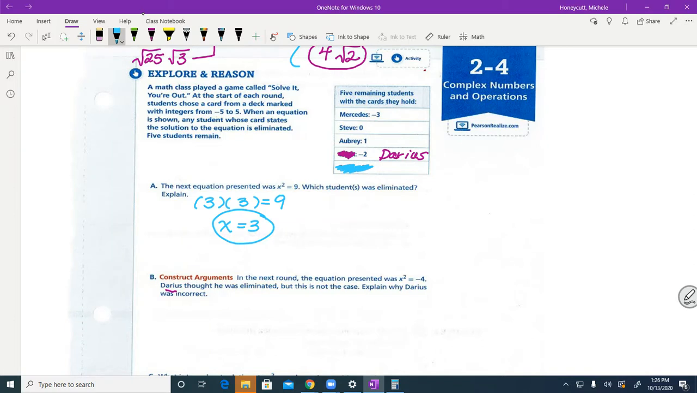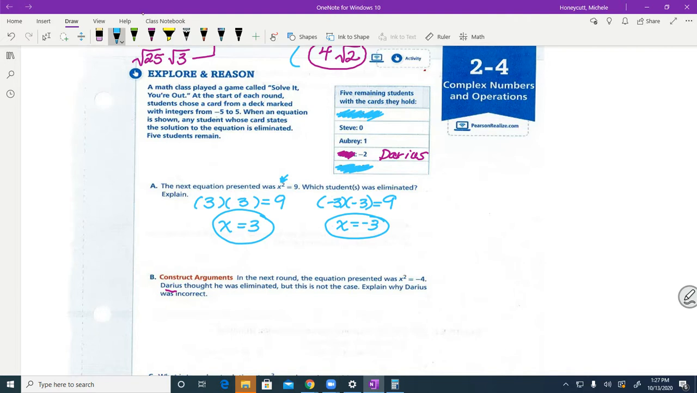Are there any other possibilities for x? Well, negative 3 times itself is 9. So x could be negative 3. So there are 2 solutions here, and Mercedes is eliminated. Whenever you have a quadratic equation, this exponent tells you how many solutions you can have. Whenever you have a polynomial, the highest exponent tells you how many solutions you can have, up to 2 here.